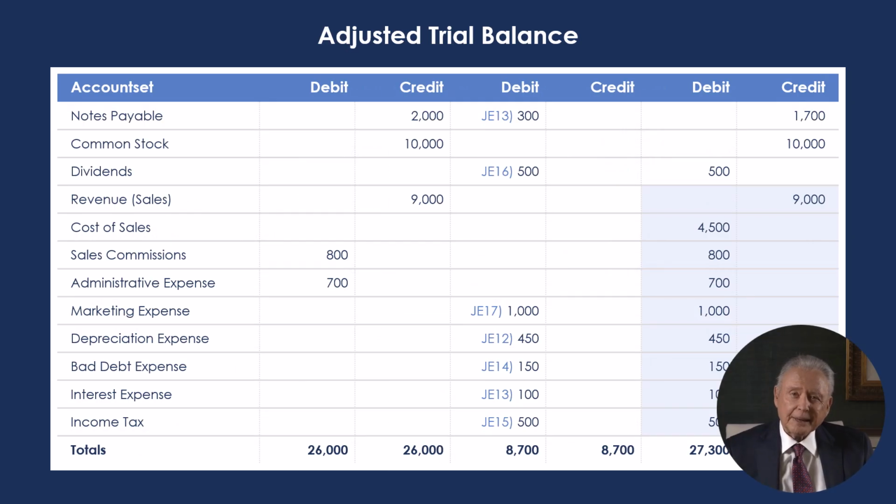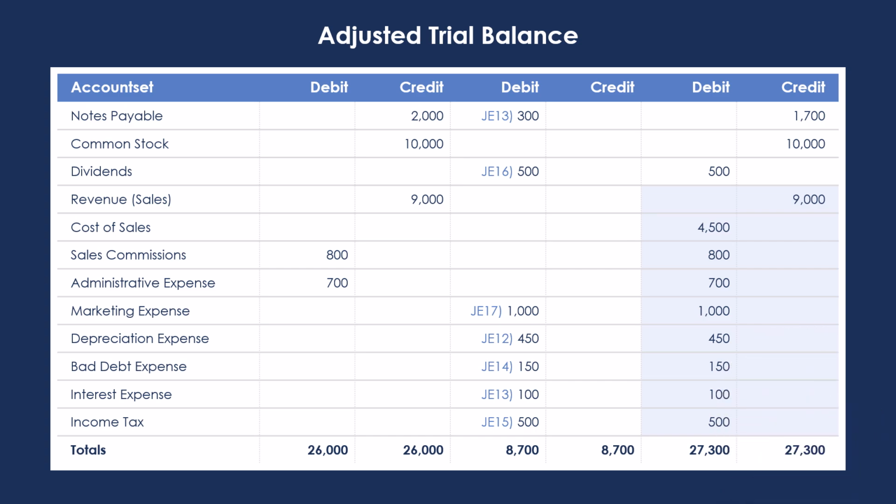Here we have the second page of the trial balance with some liability accounts, the revenue account, and the expense accounts. Notice debit-credit equality is maintained. Before the adjustments, $26,000. During the adjustments, $8,700. And the final trial balance, $27,300. Notice that we can see the income statement showing revenue of $9,000 and all the expenses starting with cost of sales at $4,500 and the whole list of other expenses, from sales commissions down to income tax.